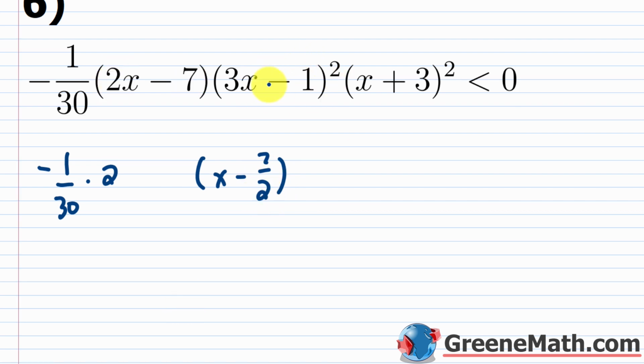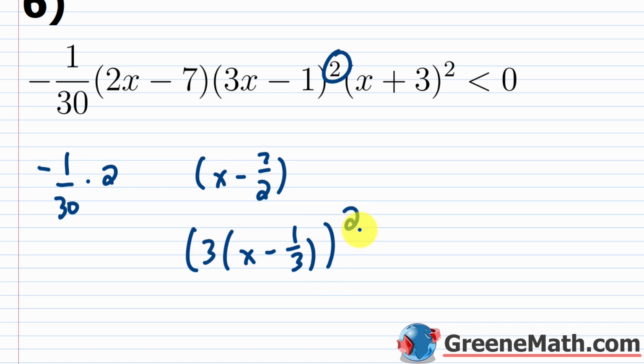Then for this one again, because this is squared, you have to be careful. When you want to pull out the 3 there, you're going to do 3 times the quantity x minus 1 third like that. And so this would be squared like this. So 3 squared is actually going to be 9. So that's what you're pulling out. So this is times 9 like that. And so you would have this quantity x minus 1 third squared.